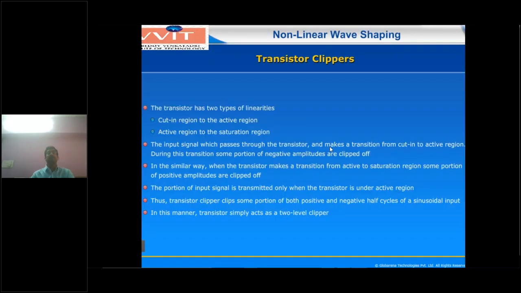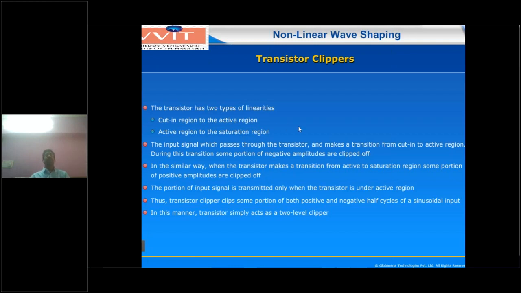Another one is by using transistors, which is also a non-linear element. By using a transistor, you can also clip the input sinusoidal waveform. This transistor operates as a switch in two non-linear regions. What are the two non-linear regions? One is cut-off to active region. The second one is from active to saturation region. These are the two non-linear regions where the transistor operates as a switch.